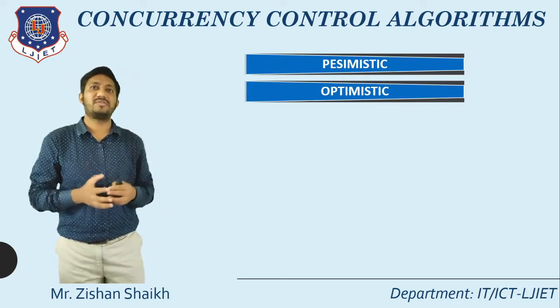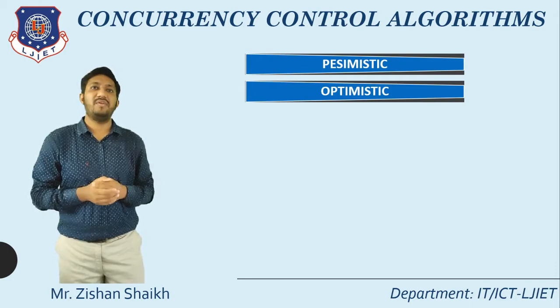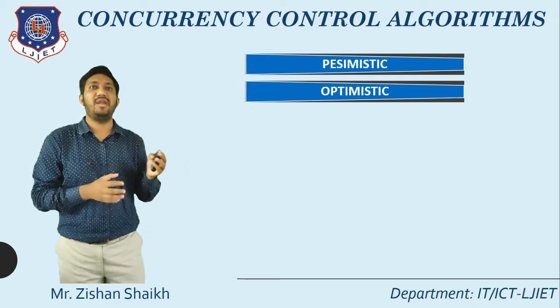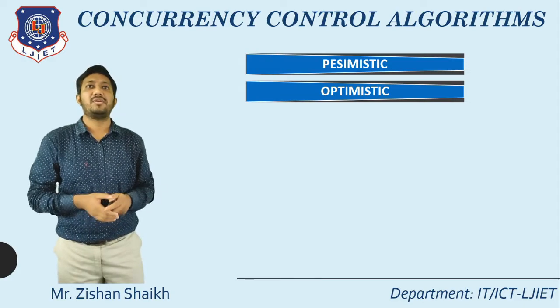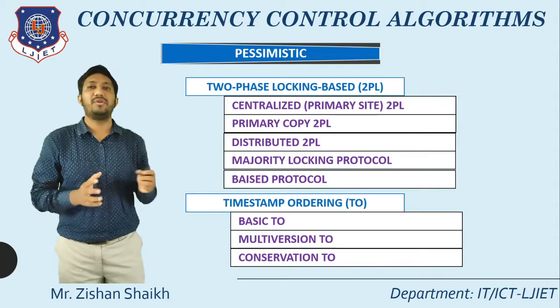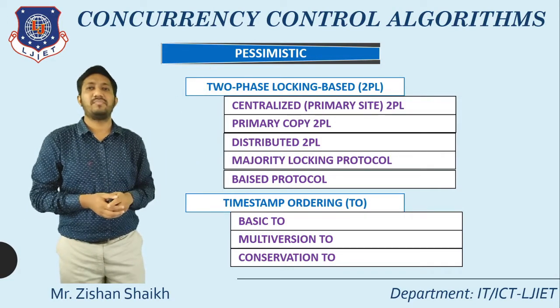algorithm, it first provides the definition of a particular data item. If any concurrency problem occurs, then afterwards it will find the solution. So pessimistic and optimistic algorithms are divided into a number of algorithms. This is the list of pessimistic algorithms.